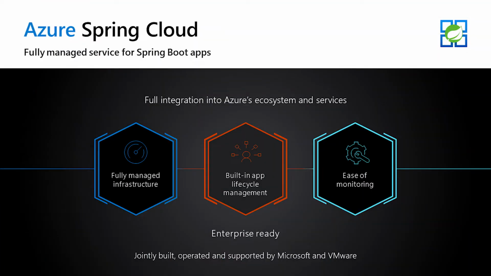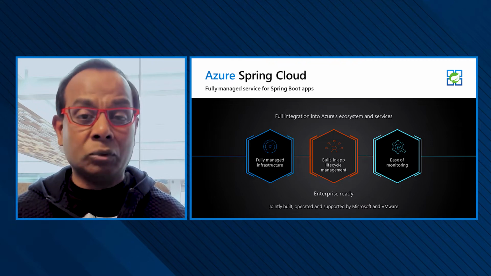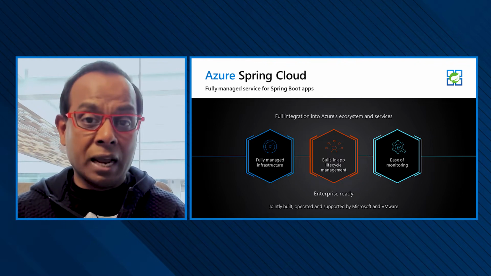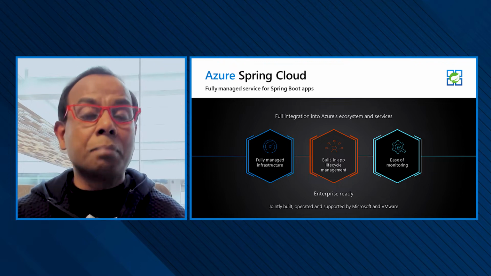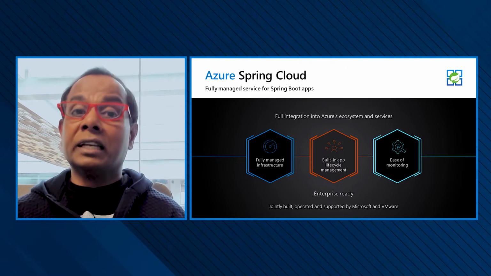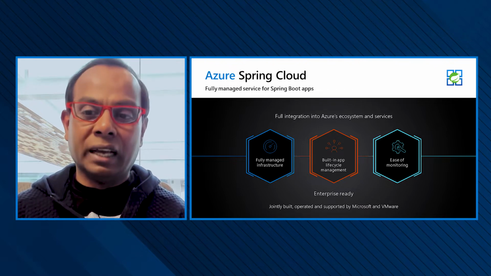So, what is Azure Spring Cloud? Azure Spring Cloud is a fully managed service for Spring Boot applications that lets you focus on building and running the apps that run your business without the hassle of managing the underlying infrastructure. You can simply deploy your jars or code, and Azure Spring Cloud will automatically wire your apps with Spring Service Runtime. Once deployed, you can easily monitor application performance, fix errors, and rapidly improve applications. It's fully integrated into Azure's ecosystem, and it's ready for the enterprises. The service is jointly built, operated, and supported by Microsoft and VMware.